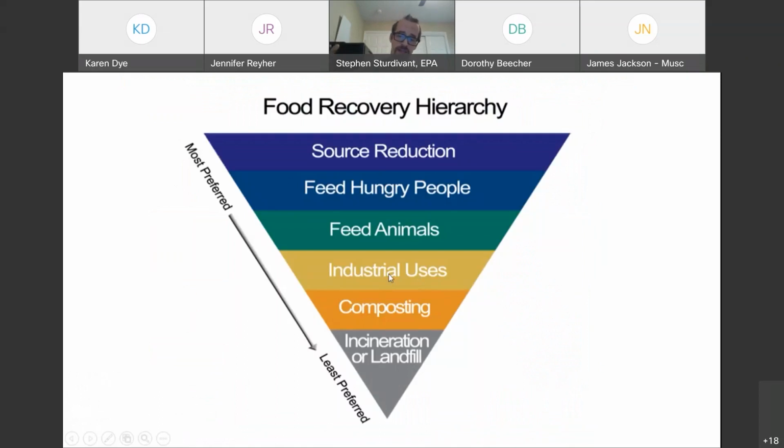And that is why the EPA has this food recovery hierarchy of the most preferred to least preferred options for food waste management. That's why source reduction is here at the very top. We want to prevent food waste from happening to begin with. We want to exhaust that option first. Before we even talk about composting, we need to prevent that food waste first. So if you're implementing a program, please, that's step number one. And then let's try to get that food to hungry families and so on down the list.